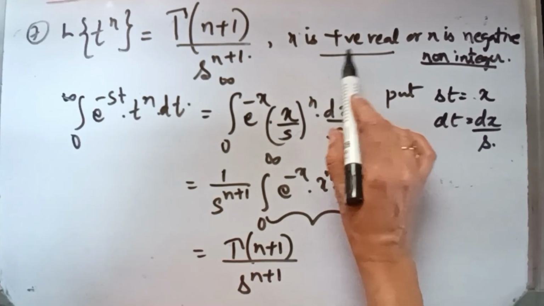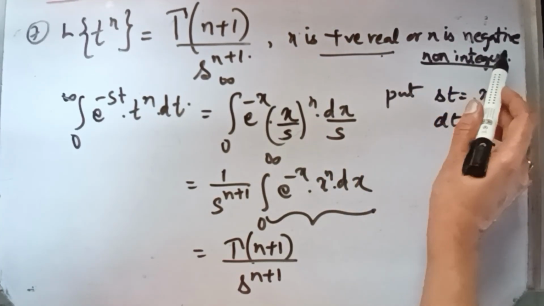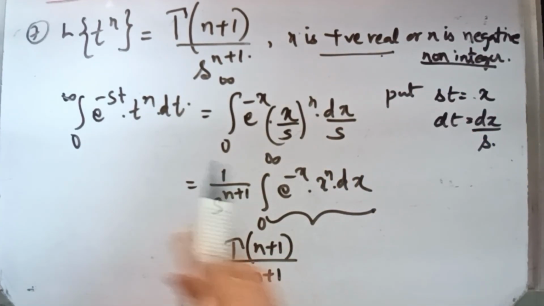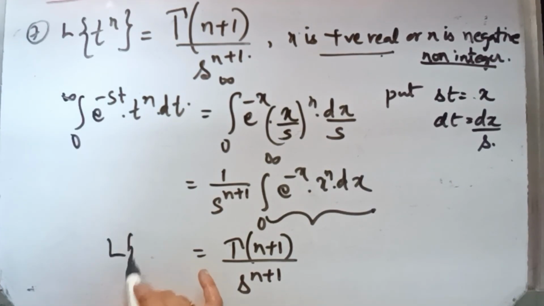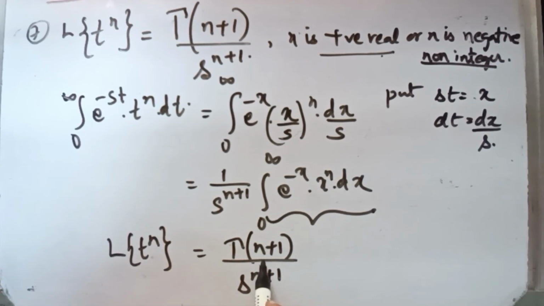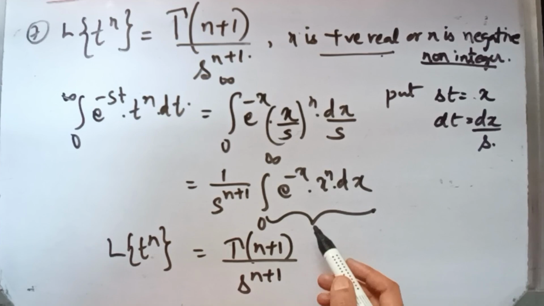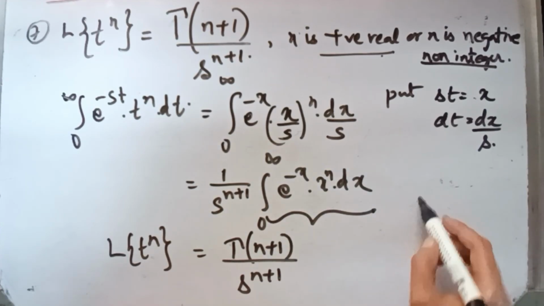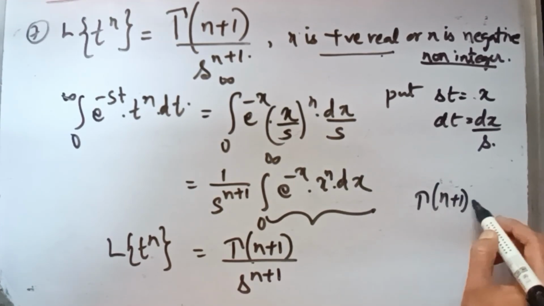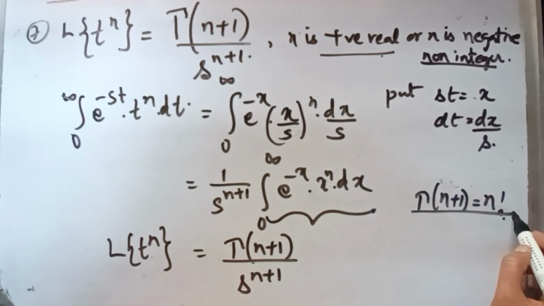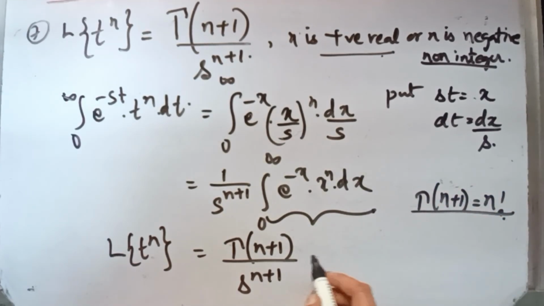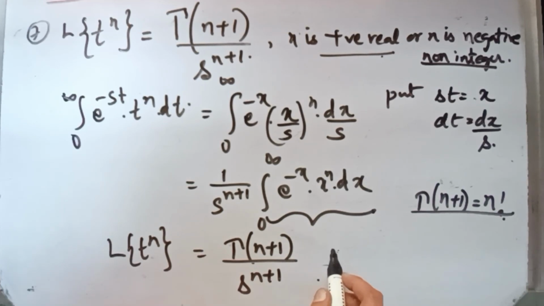So when n is a positive real or n is a negative non-integer, the Laplace transform of t to the power n is given as this. Even when n is a positive integer you can write it like this, because gamma of n plus 1 equals n factorial when n is a positive integer. So you can replace it by n factorial by s power n plus 1 when n is a positive integer.